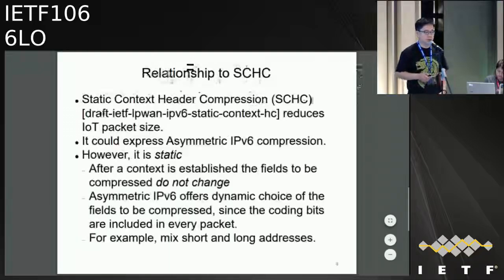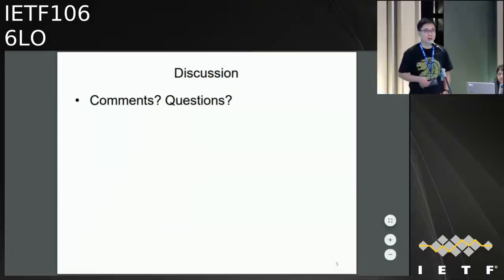Last time we got some comments about the relationship to SHC. After that, we read the SHC drafts, and we think SHC is a good mechanism to reduce the packet size. Of course, it can express asymmetric IPv6 compression also. But we think SHC is static, meaning that after the context is established, the fields to be compressed do not change. Asymmetric IPv6 offers a dynamic choice of the fields to be compressed, because the encoding bits are included in every packet. So in asymmetric solutions, the short and the long addresses can be used in the same packet. Any comments or questions?